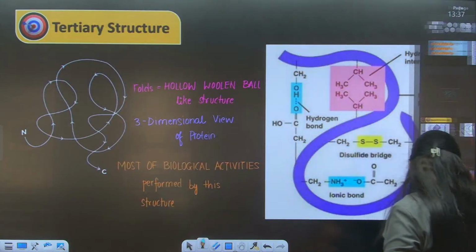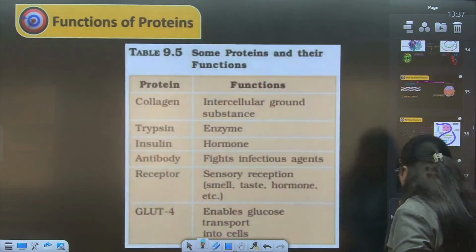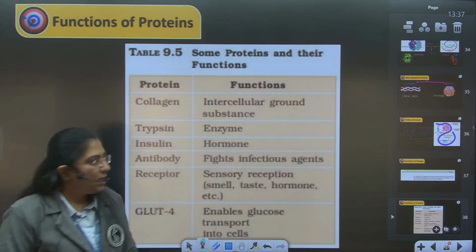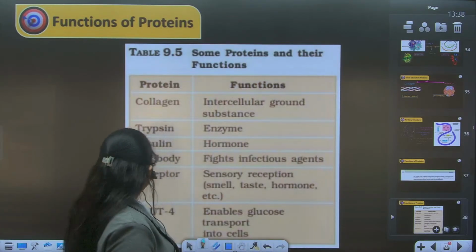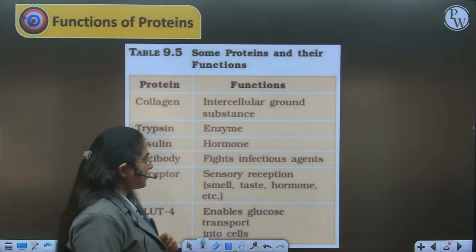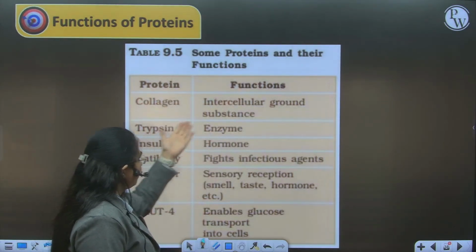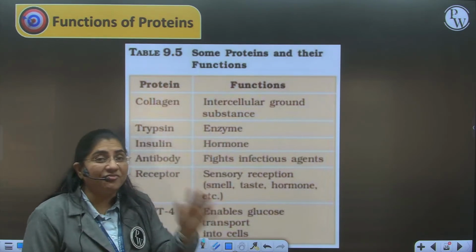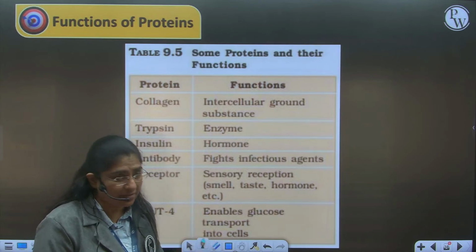Now, let us understand about the functions of proteins. Proteins have innumerable functions in our body. Collagen, which is the most abundant one, forms the intercellular matrix. Trypsin acts as an enzyme. Insulin is a hormone. Antibody, the defense system in the body, fights against infections.